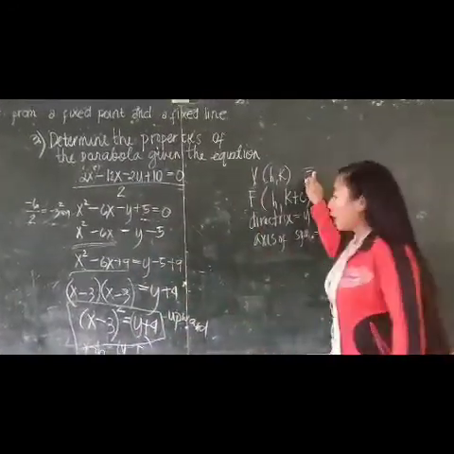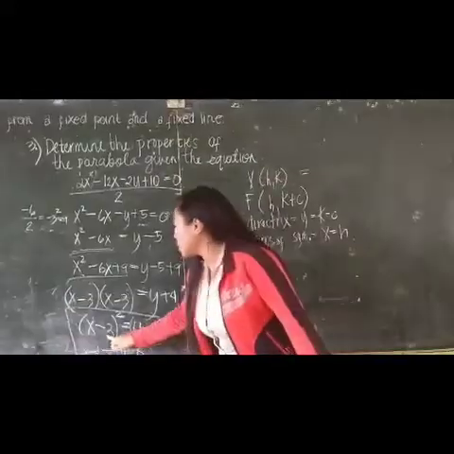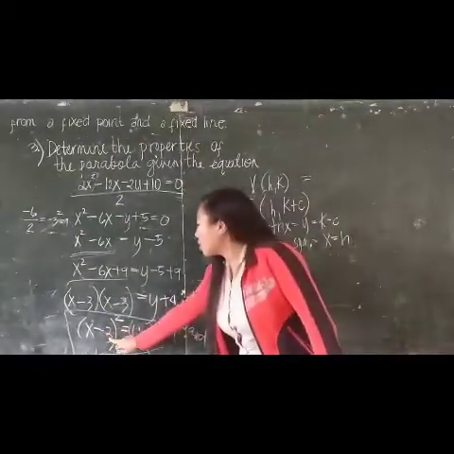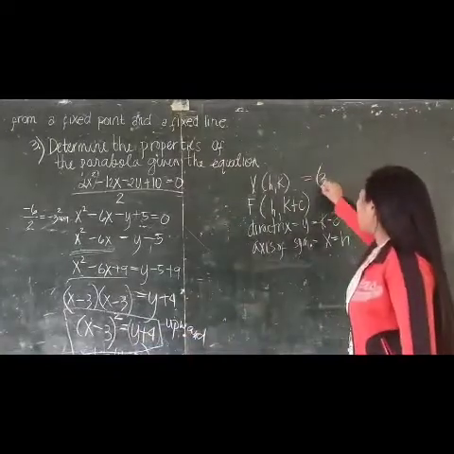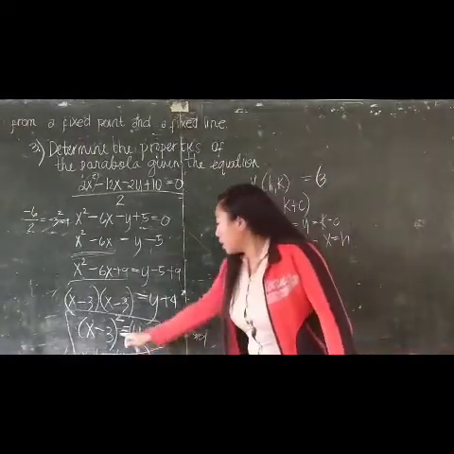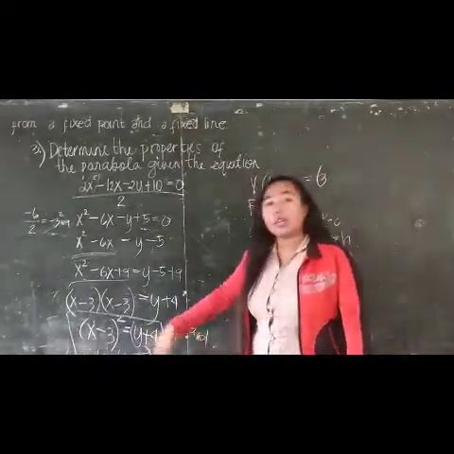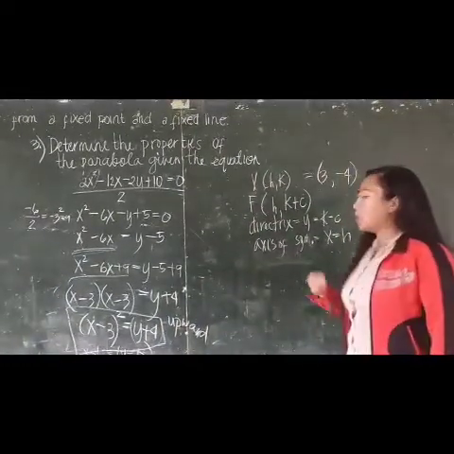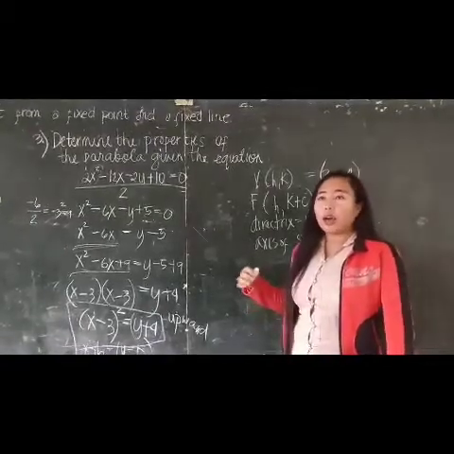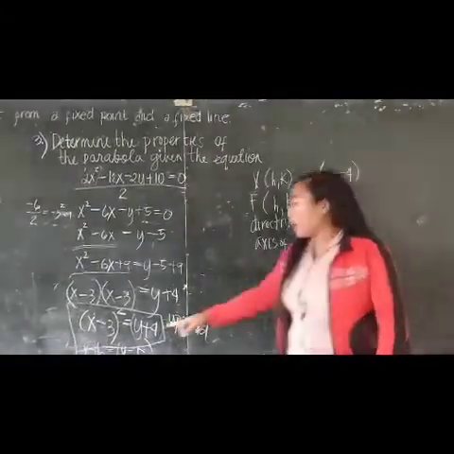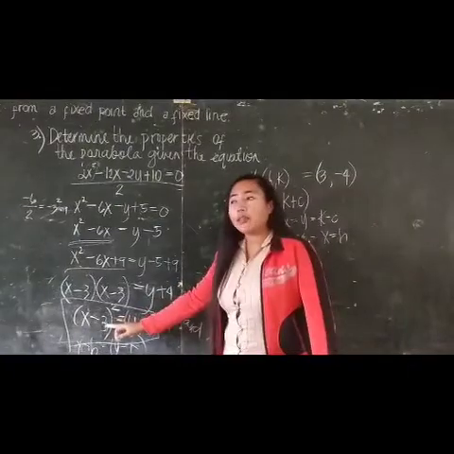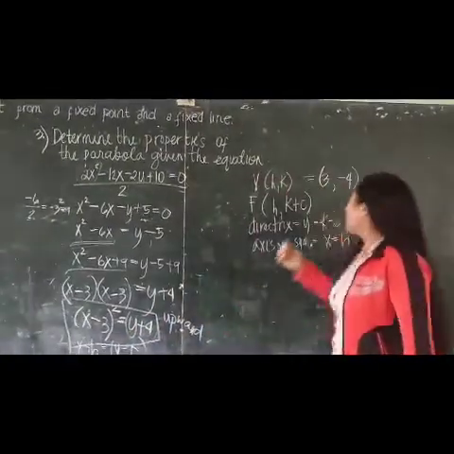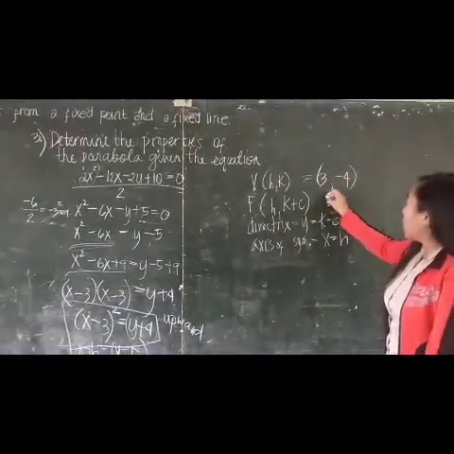So therefore our h here is 3. Take the opposite sign of negative 3, so that is positive 3. Then positive 4, so take the opposite sign, that is negative 4. So in determining the value of the vertex, take the given standard equation, and you need to take the opposite sign to get the value of h and k.